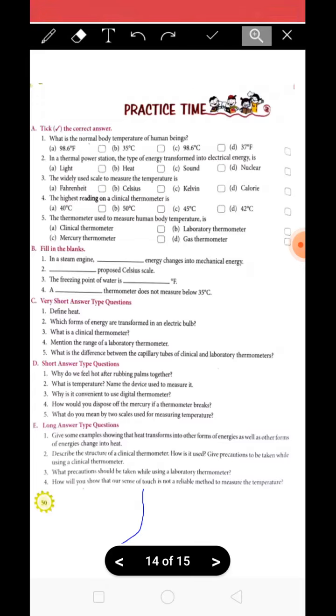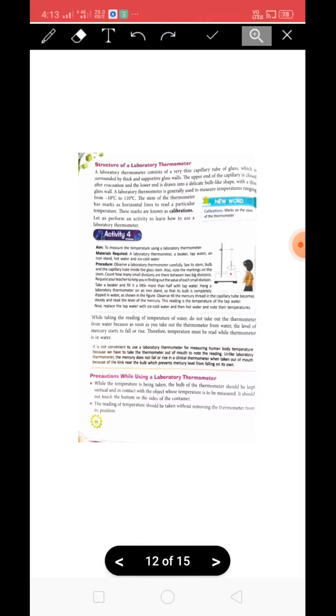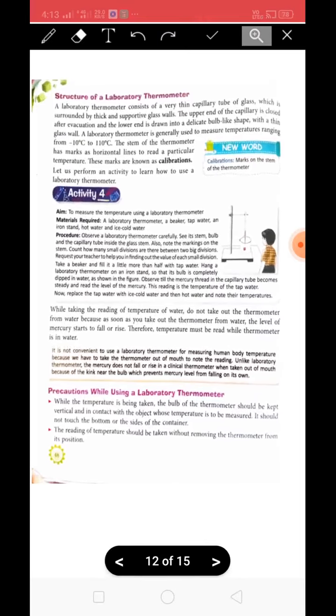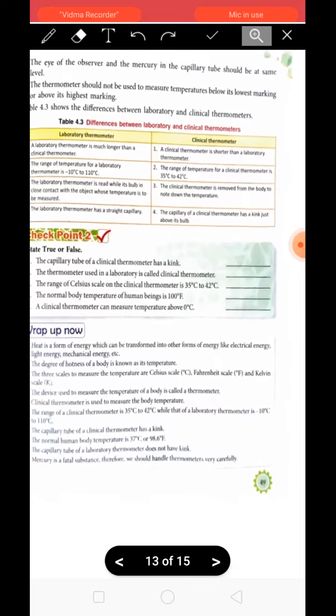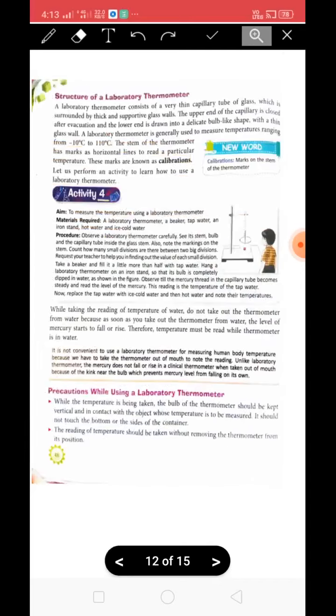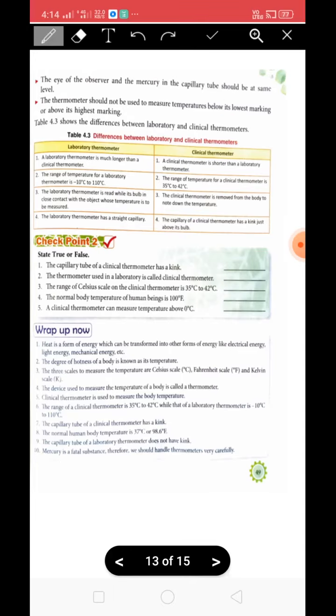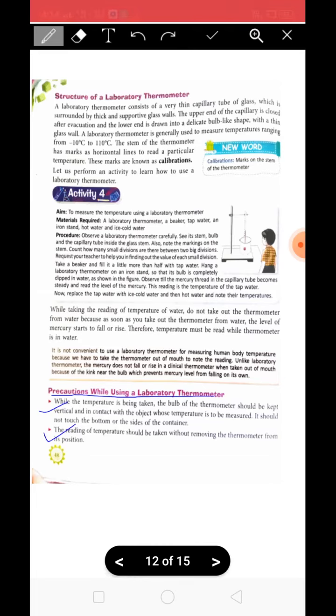Question number 3. What precautions should be taken while using a laboratory thermometer? See over here, it is given here and some points are given in this page. In page number 48 you will start from precautions while using the laboratory thermometer. The first precaution is given over here, second is here, third here and fourth. You will write all these 4 precautions.